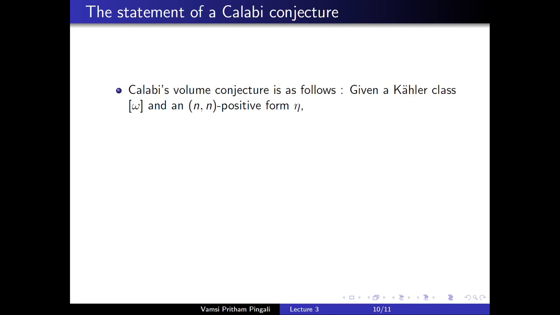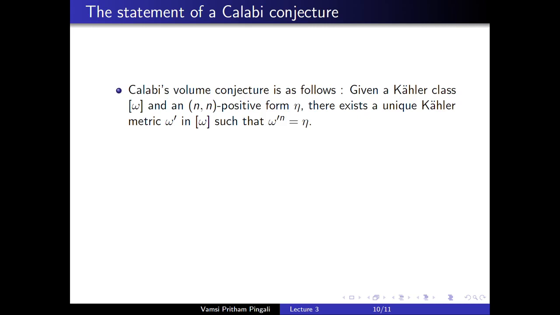So what you're given is a class and a form. What you're asked to find is a Kähler metric in the class such that its volume form is a given form. That's why it's called the volume conjecture. You're basically giving me a form and asking me whether that form is the volume form of some metric. Not just any old metric, you want it to be a Kähler metric in a given Kähler class. And the conjecture is that there exists a unique Kähler metric satisfying this.